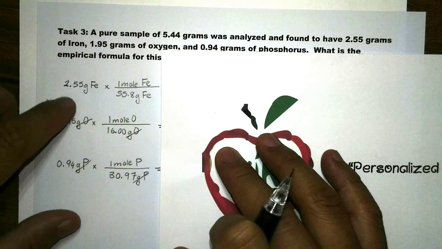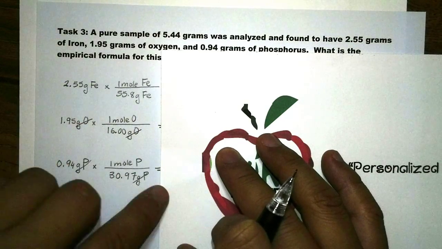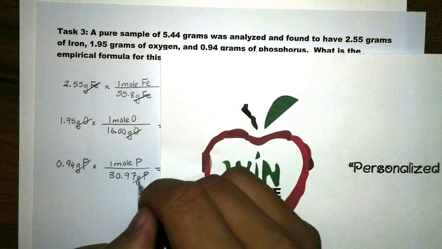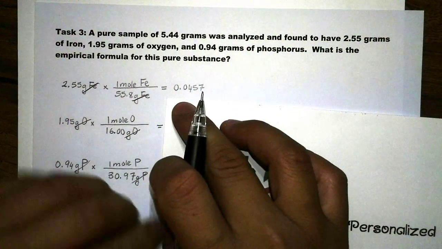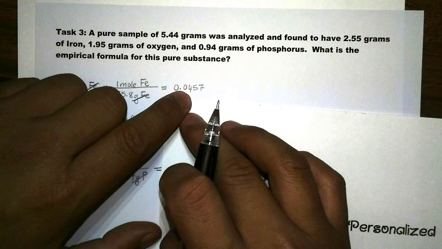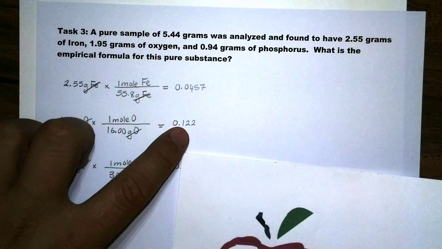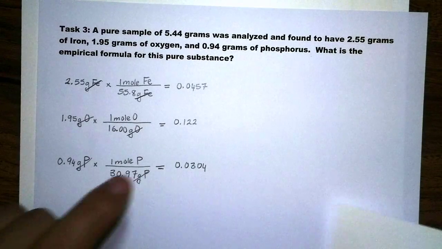And to convert from mass to mole, we just multiply by the molar mass conversion factor. Of course, I have the grams on the bottom to cancel the grams out. And then if we plug this into a calculator, I have 0.0457. And if I do the other one, I have 0.122. And if I do the phosphorus one, 0.0304.